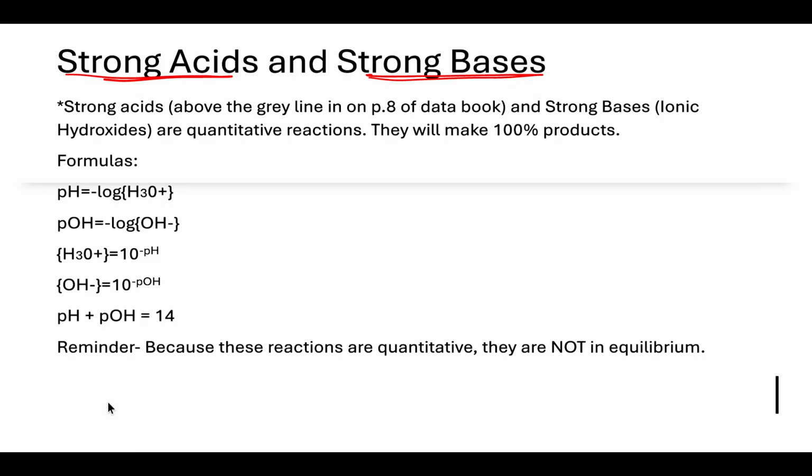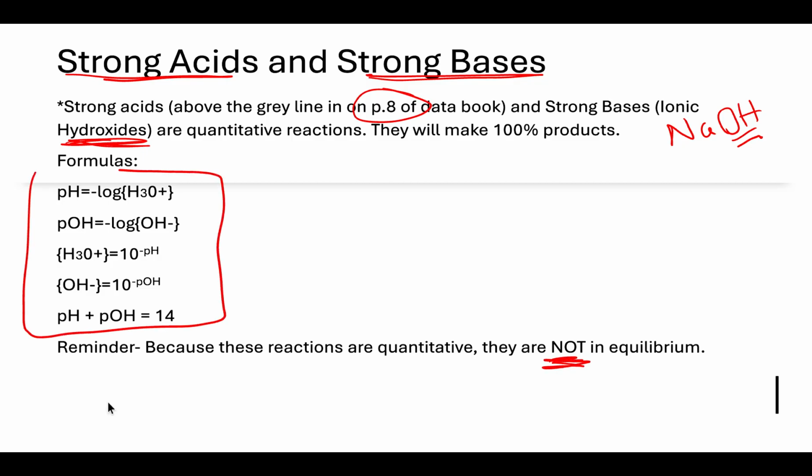For strong acids, just remember that it's above the gray line in the data booklet. And for strong bases, you want to see that you have hydroxide in your formula. Like NaOH would be a strong base because you have hydroxide, or barium hydroxide. Anything that has hydroxide will be a strong base. If you have a strong acid or a strong base, they're not in equilibrium because you get 100% products. So you just use the formulas you would have learned in previous chemistry courses, plugging it straight in and then solving.